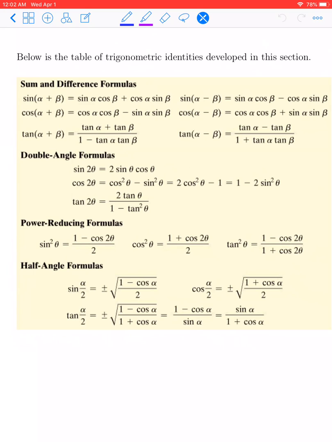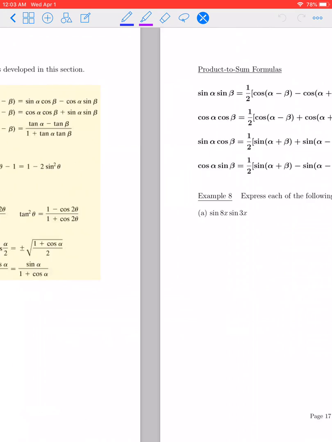We have the power reducing formulas for sine squared, cosine squared, and tangent squared that allow us to take those functions that are raised to a power greater than 1 and write them in terms of only trig functions raised to the first power, albeit of double angles. And then we also have our brand new half angle formulas for sine, cosine, and tangent, where those plus minus signs are determined based upon the quadrant of alpha divided by 2.